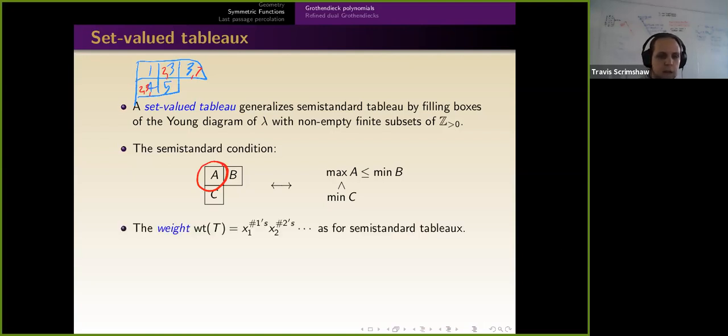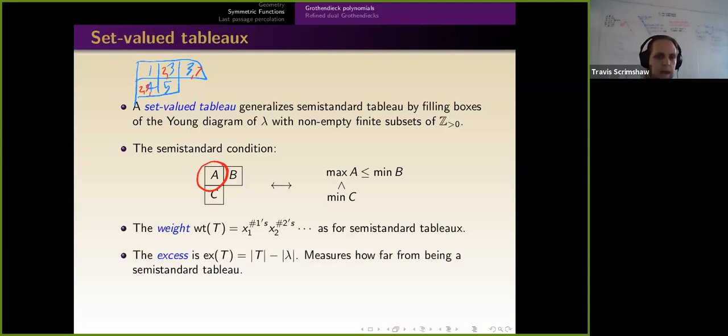And then the weight is just counting the number of 1s, counting the number of 2s in different variables. So x1 for the number of 1s, x2 for the number of 2s, in the same way you would do for Schur functions with semi-standard Young tableaux. And then we're going to add an extra condition, which is called the excess, and that's just going to measure how far it is from being a semi-standard tableau.